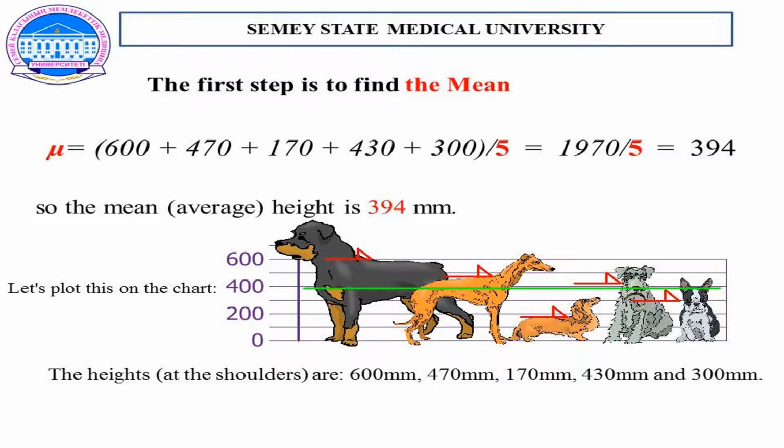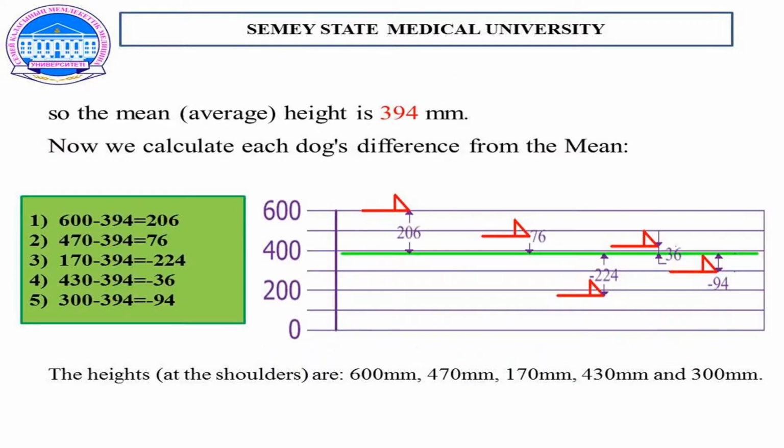Okay, let's plot this on the chart. The green line is the mean, 394, and the red lines are the heights at the shoulders: 600, 470, 170, 430 and 300 millimeters. Now you calculate each dog's difference from the mean. An example is given in the green box. Take the height of the first dog minus the mean. So 600 minus 394. You can illustrate graphically the difference from the mean.